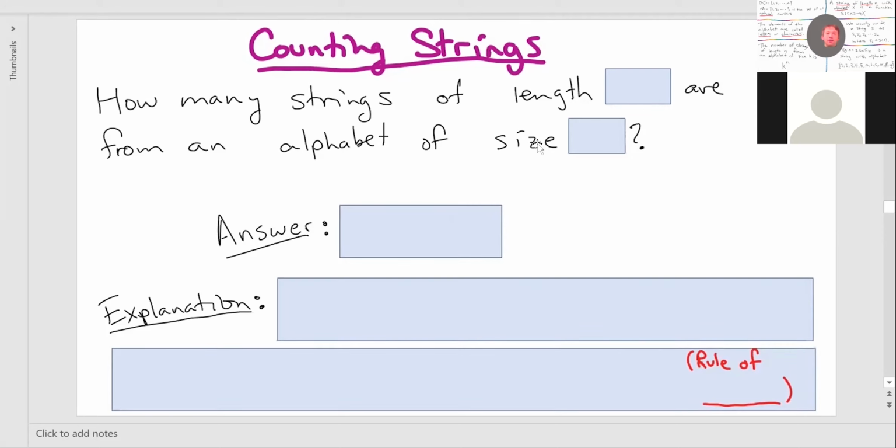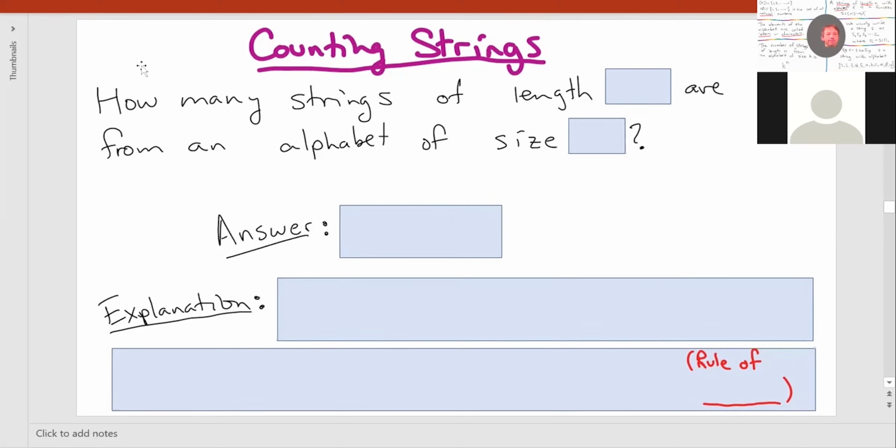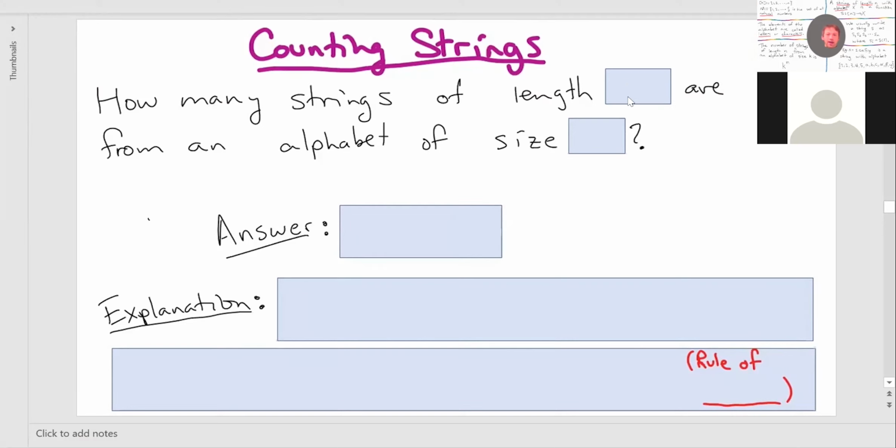How many strings of length, let's say k, are there from an alphabet of size n? So I claim that the answer is n to the k. Okay, and this goes back to one of these rules. If you think about it, how many strings of length k can I make? Well, let's just think about it letter by letter. For the first letter, you can choose any element of the alphabet. So n choices for the first letter.